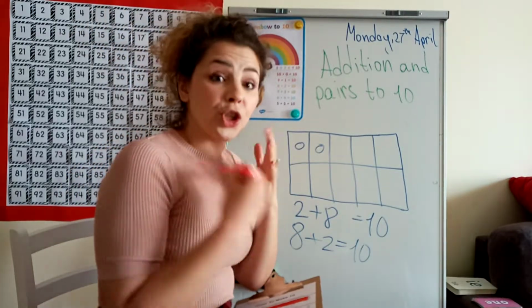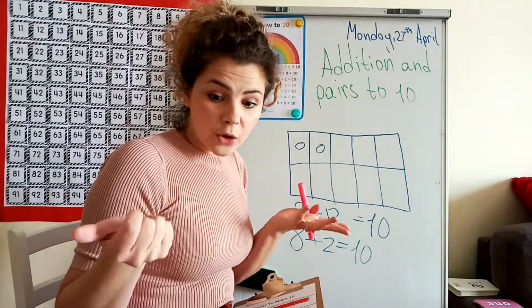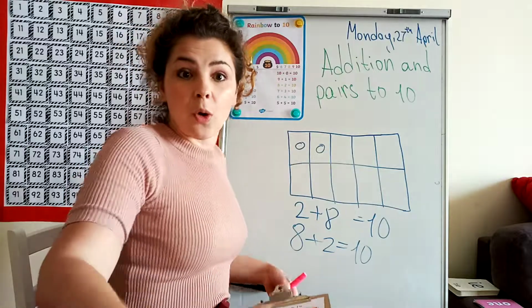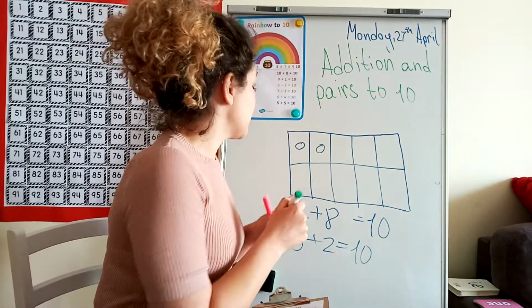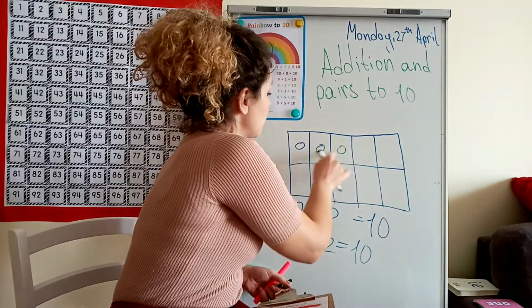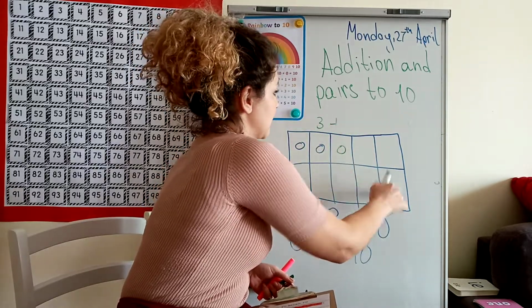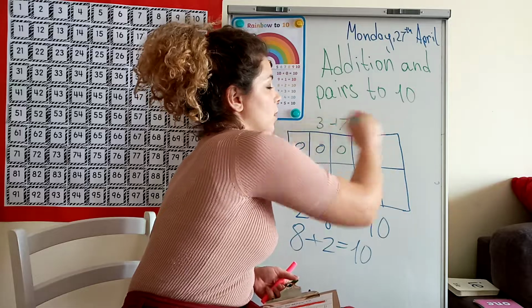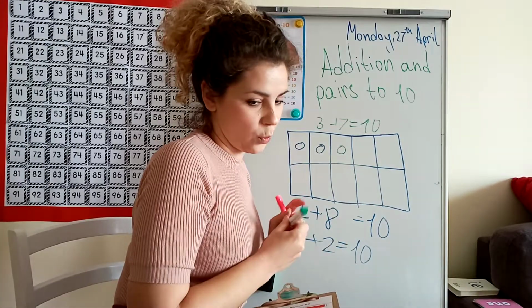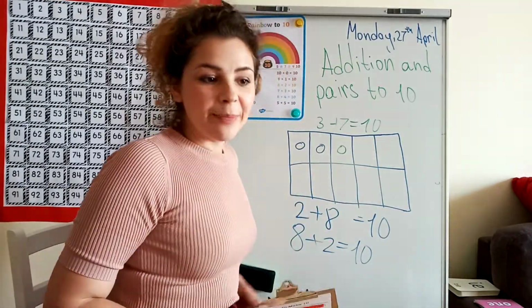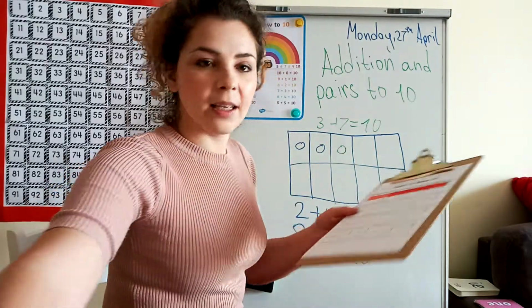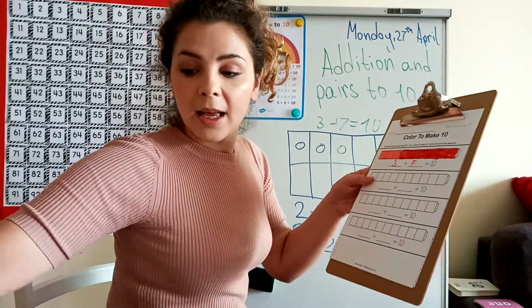And if you want to check it, if you think this is not enough, you can also have a 10 frame at hand, and then you have 1, 2, 3. Okay, so it's 3 plus 1, 2, 3, 4, 5, 6, 7 equals 10. So 3 plus 7 definitely equals 10, guys. Okay. Next, so this was the first one.